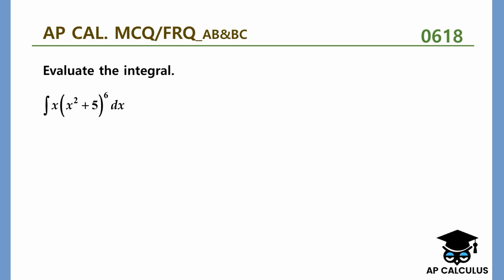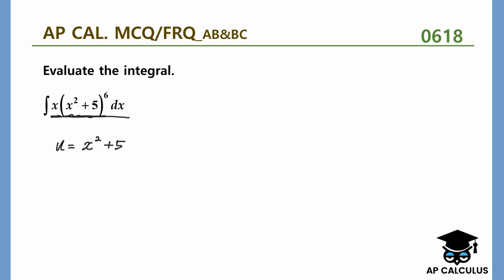Question 618. Evaluate the integral. We're going to apply integration technique called U substitution. And the key is that all of this expression here must be written in terms of U. Especially when two polynomials are multiplied, the polynomial with the larger exponent is usually set as U. So we're going to let U is equal to x squared plus 5.